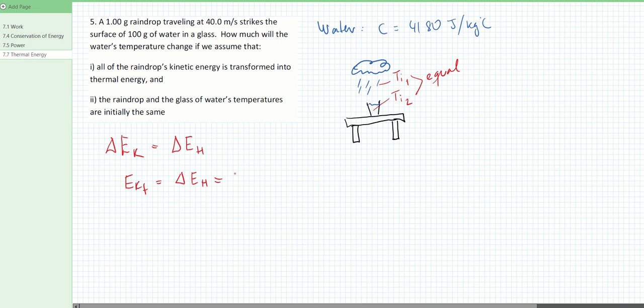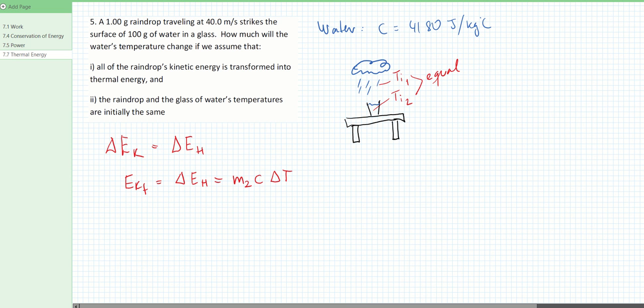which thermal energy is going to be the mass. We say this is the raindrop. Thermal energy is going to be the glass. So this is going to be the mass of the glass, which is going to be mass 2 times the c value, which is going to be the same because this is water, and delta capital T. So that's what we have.